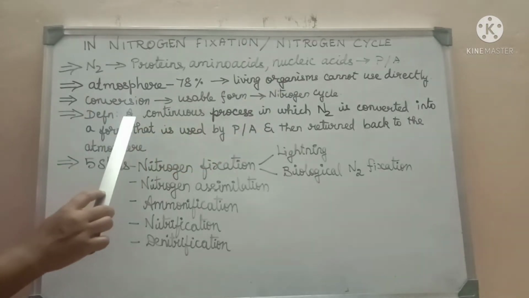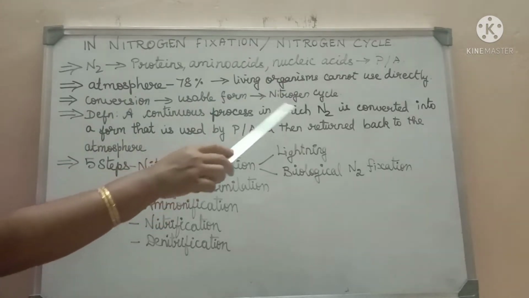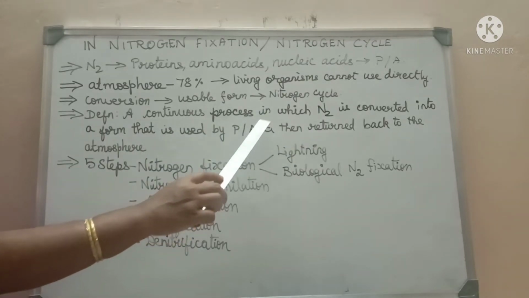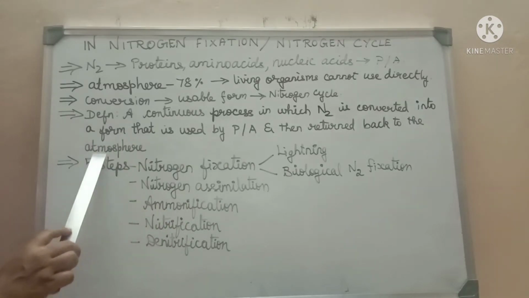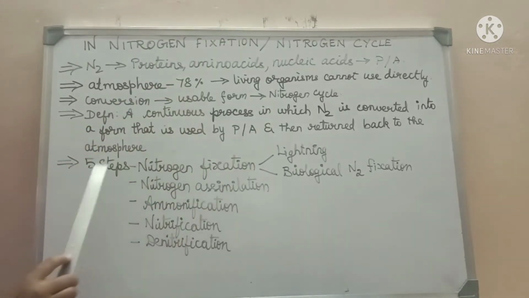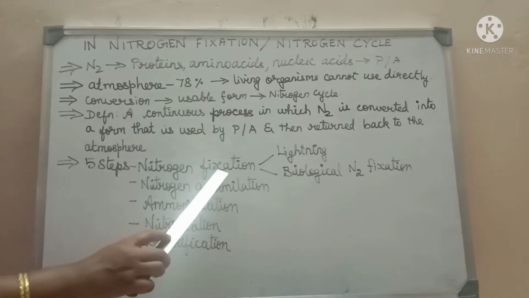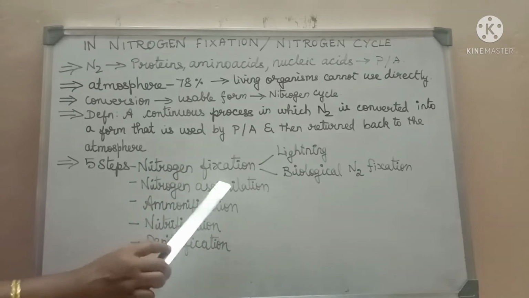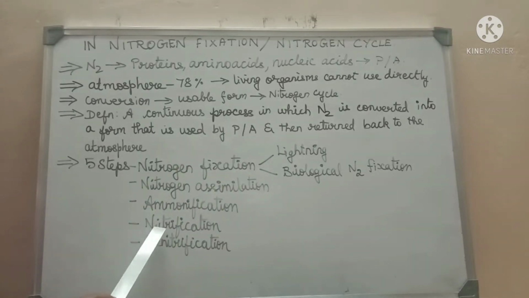The definition is: a continuous process in which nitrogen is converted into a form that is used by plants and animals and then returned back to the atmosphere is called the nitrogen cycle. This process involves 5 steps: nitrogen fixation, which occurs either by lightning or by the action of microbes, nitrogen assimilation, ammonification, nitrification and denitrification. We will learn all these steps in detail, along with their definitions.